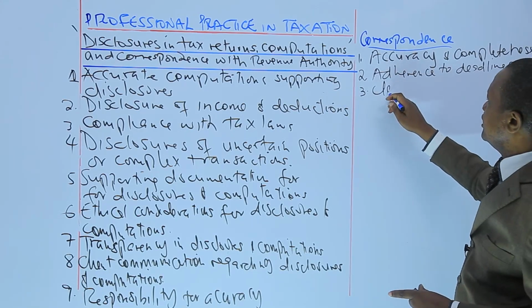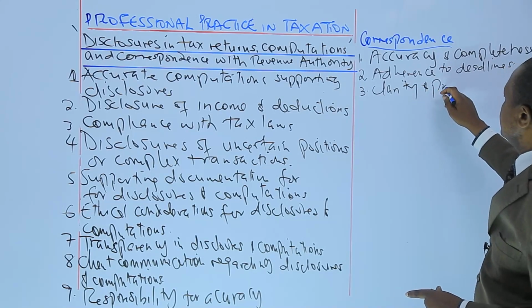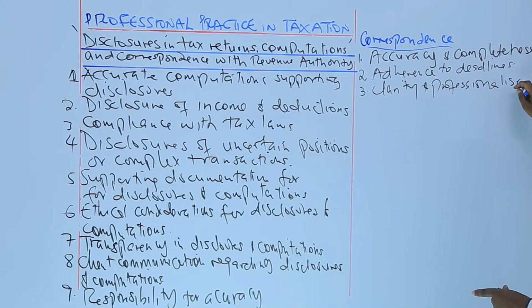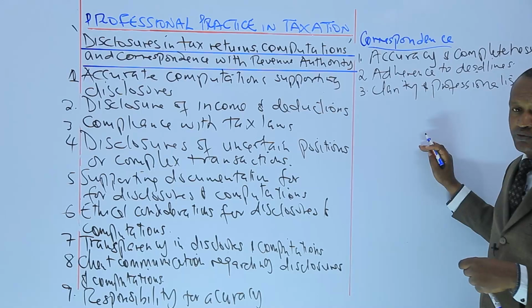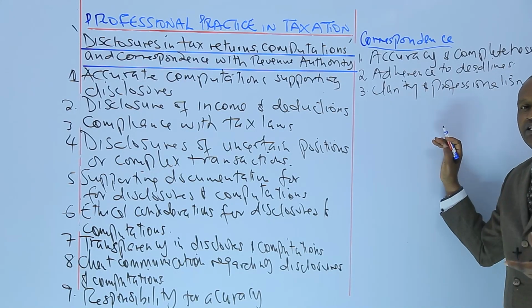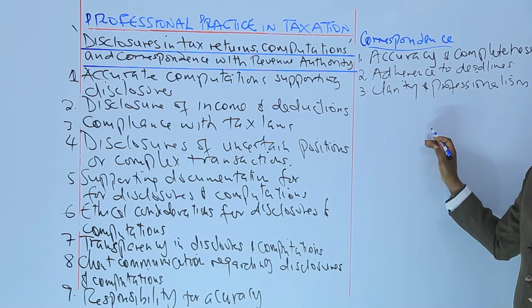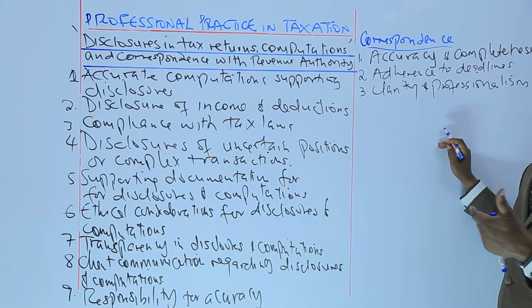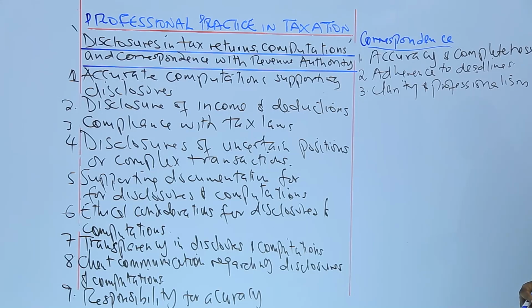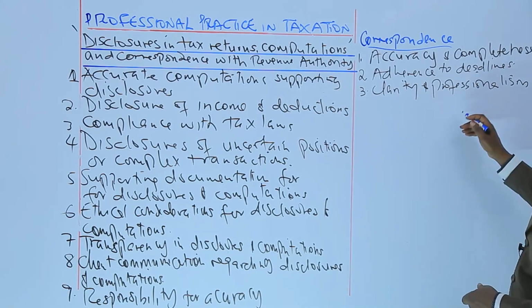3, clarity and professionalism. When communicating with the tax revenue authority, the written correspondence should not only be clear, but it should be professional and free from jargon. There ought to be clear and concise explanation of tax positions or any discrepancies in filings, if there are any, because that can help facilitate smoother communication with the tax authority. Clarity and professionalism.